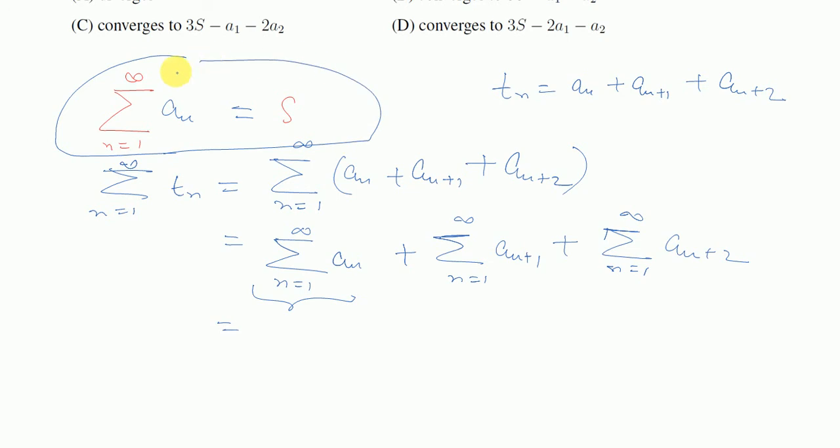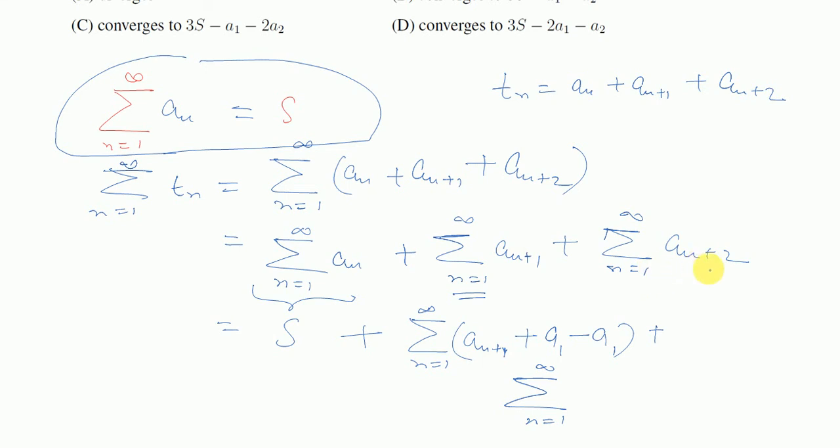This is nothing but S. Plus, now you see the second one is starting from n equal to 1, so it will start from a2 plus a3 plus a4 plus a5 and so on. So can I write it like this: summation n equal to 0 to infinity an plus 1 plus a1 minus a1? Obviously yes. And the second summation, running from n equal to 1, will be a3 plus a4 plus a5 and so on. So I want a1 plus a2 plus a3 and so on.